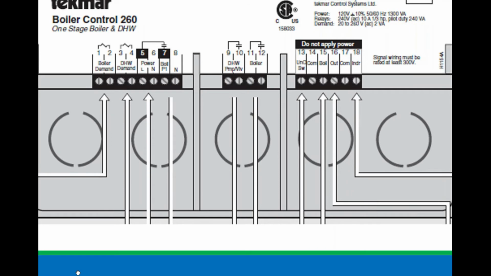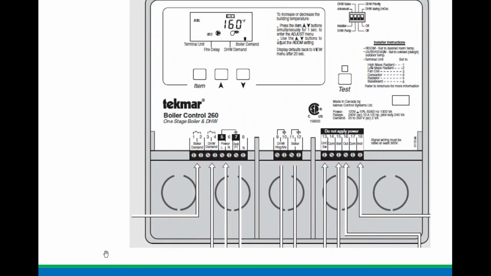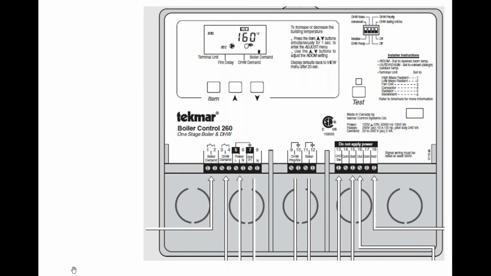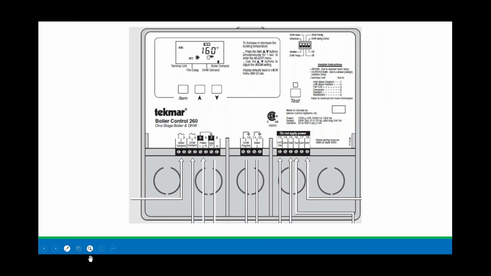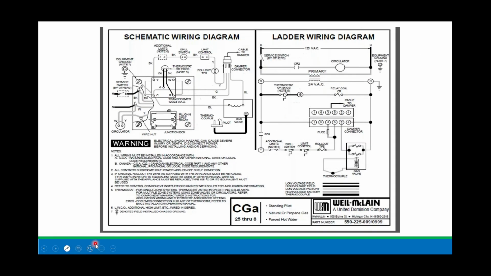Now I just got to get this to go back. Okay, here we go, guys. Sorry about that. All right, so here's a wiring diagram and a ladder diagram for a Weil-McLean boiler, and this happens to be standing pilot. So if you look over to the left-hand side, you will see the wiring schematic. It's showing you what is connected where, but it doesn't tell you the sequence of operation. Look over on the right-hand side, there's my ladder diagram, and it will explain the sequence of operation.